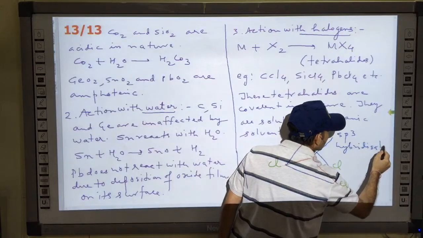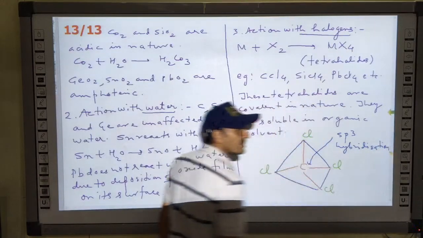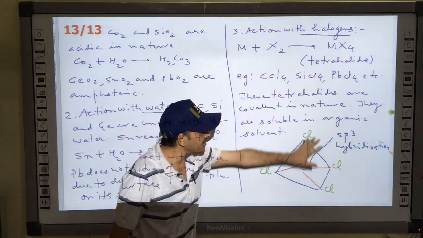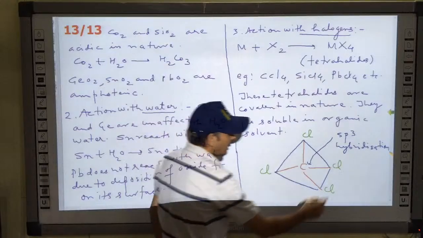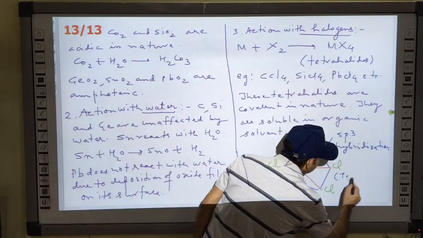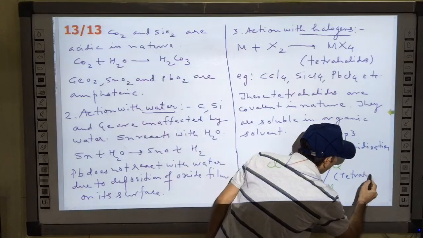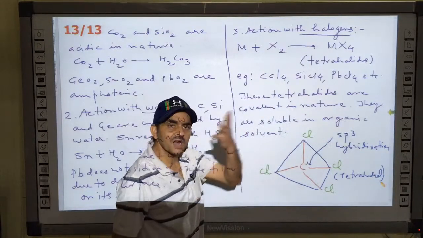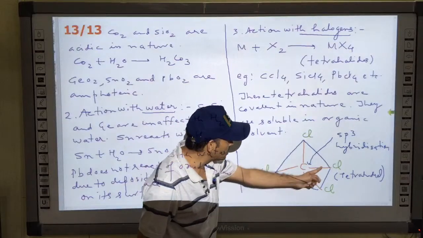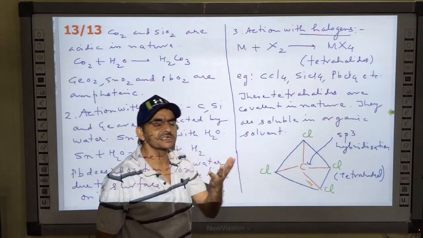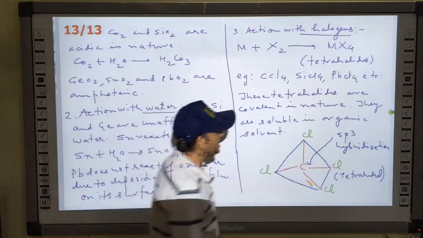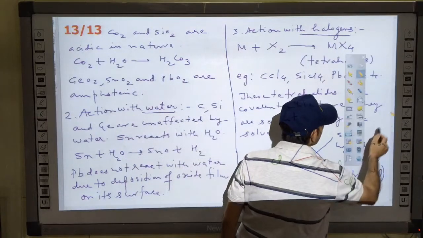You will read about hybridization in lesson 4, chemical bonding. So all these tetrahalides have sp3 hybridization and their shape is tetrahedral. There are 4 bonds, 1, 2, 3, 4, and tetrahedral in geometry. Understood? Clear? Now let us move on to these halides.